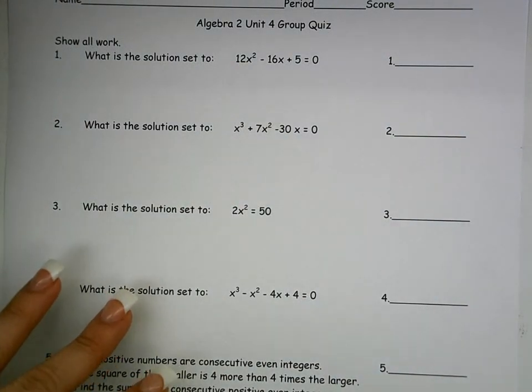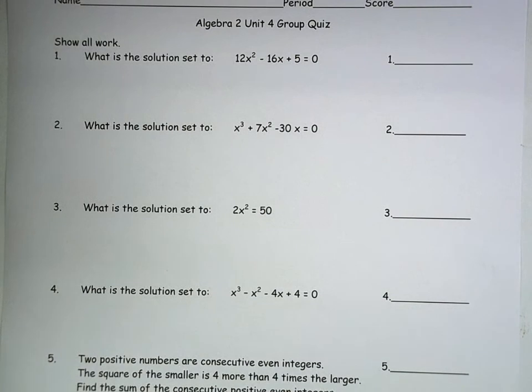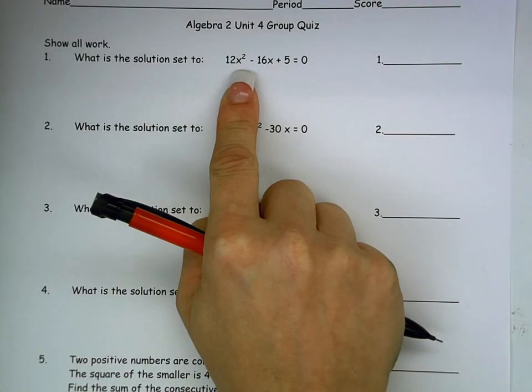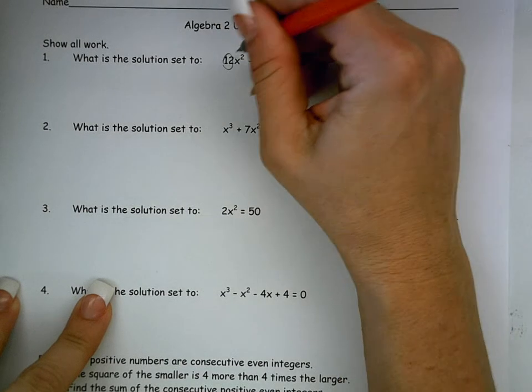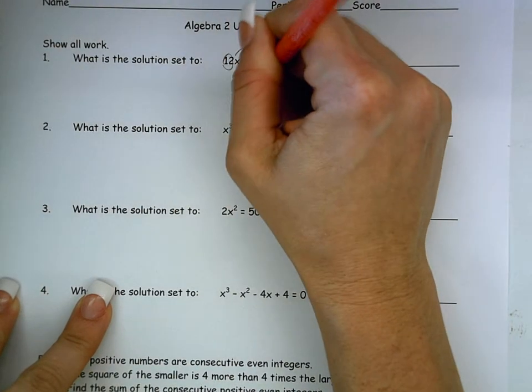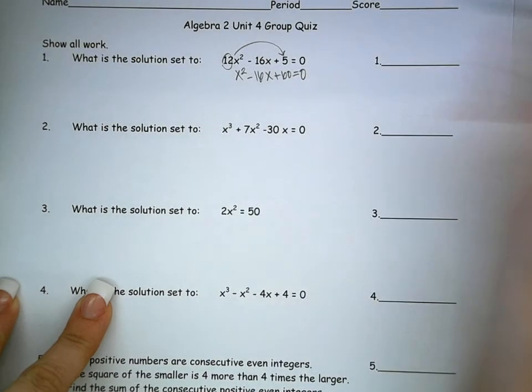Great, so on number 1, solution set. Solution set is the same thing as the x-intercepts, as the roots, as the zeros of an equation. So basically all you have to do is factor and solve here. If you want to, you can do over, under, it doesn't really matter. If you do over, under, you take the first number, multiply it by the last. That'd give you x squared minus 16x plus 60 equals 0.